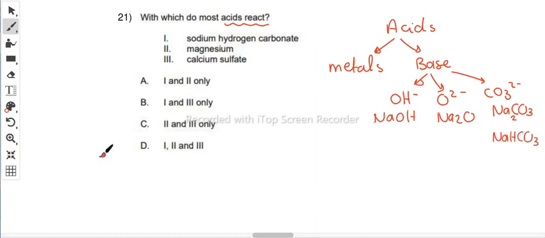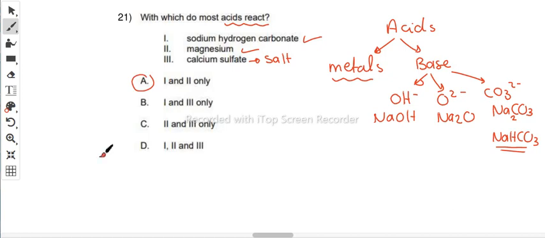So let's go to the options. Sodium hydrogen carbonate, definitely it is one of the accepted answers, so acids will react with it. Magnesium, another time, yes, it will react with it as a metal. Finally, calcium sulfate, this is a salt. The acids do not react with a salt. So in this situation, we're going to pick 1 and 2, and your final answer is 1 and 2 only.